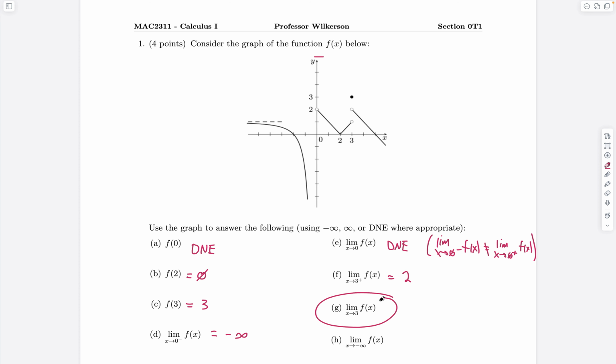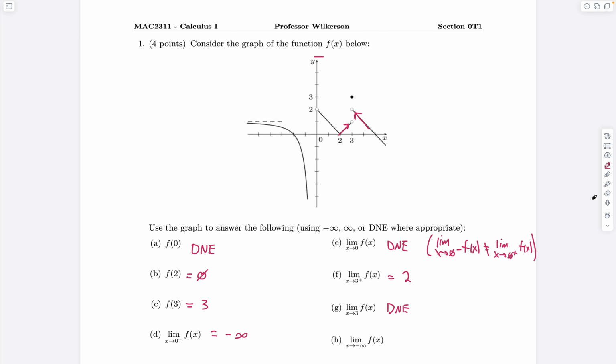Now, does the two-sided limit exist as I approach 3? Well, looking at 3, it doesn't appear to be so, right? The left side here approaches a height of 1. The right side here approaches a height of 2. 1 and 2 are not equal. Therefore, this two-sided limit does not exist. You can make the same claim as what we did for E: the left and right side are not equal.